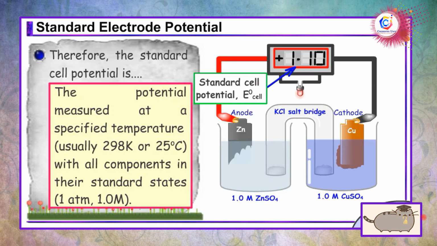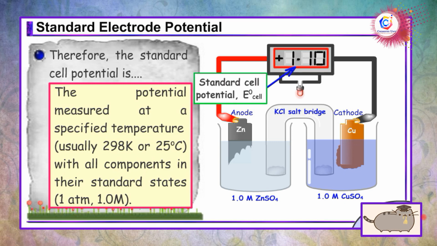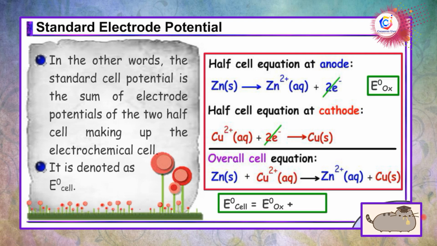copper electrode. Therefore, the standard cell potential can be defined as the potential measured at a specific temperature, usually 298 Kelvin or 25 degrees Celsius, with all components in their standard states, 1 atm and 1.0 molar. In other words, the standard cell potential is the sum of the electrode potential of the 2 half cells making up the electrochemical cell. It is denoted as E0 cell.